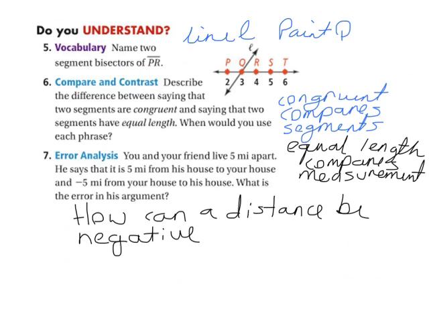You and your friend live 5 miles apart. He says that it is 5 miles from his house to your house and -5 miles from your house to his house. What is the error in the argument? How can a distance be negative? It can't be negative.